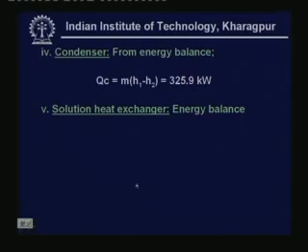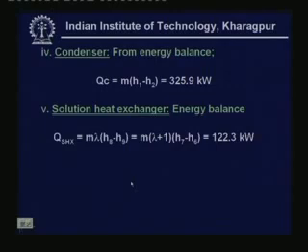And solution heat exchanger. So, if you write the energy balance I have just explained to you, from the energy balance across the solution heat exchanger, QSHX is equal to energy lost by the strong solution, that is strong solution flow rate, which is equal to refrigerant flow rate into circulation ratio, that is M lambda into H8 minus H9. This should be equal to energy gained by the weak solution, that is M into lambda plus 1 into H7 minus H6. Since everything is known to us, we can substitute these values and you find that heat transfer across the solution heat exchanger is 122.3 kilowatt.